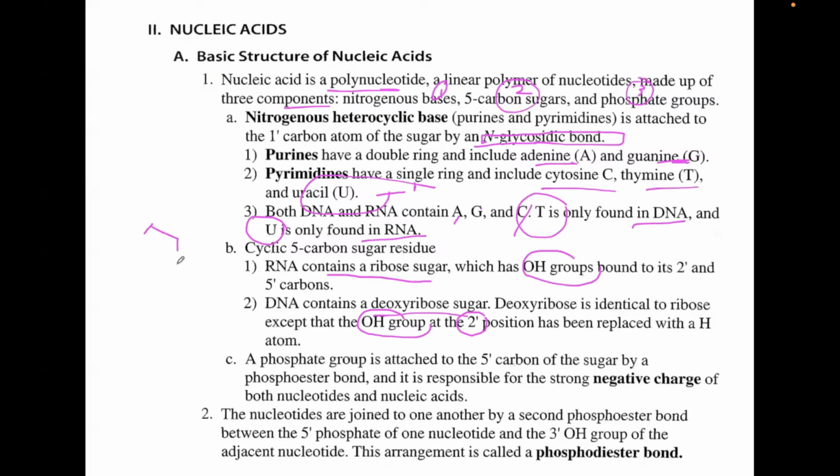1, 2, 3, 4, and 5. Basta, dito siya. 1, 2. Dito, the OH has been replaced with the H atom. So yun lang yung kanilang main difference. And the phosphate group is attached to the 5' carbon of the sugar by a phosphodiester bond. And it is responsible for the strong negative charge of both nucleotides and nucleic acids. Okay, tandaan. Nasa phosphate group ang dahilan kung bakit negatively charged ang ating mga DNA.